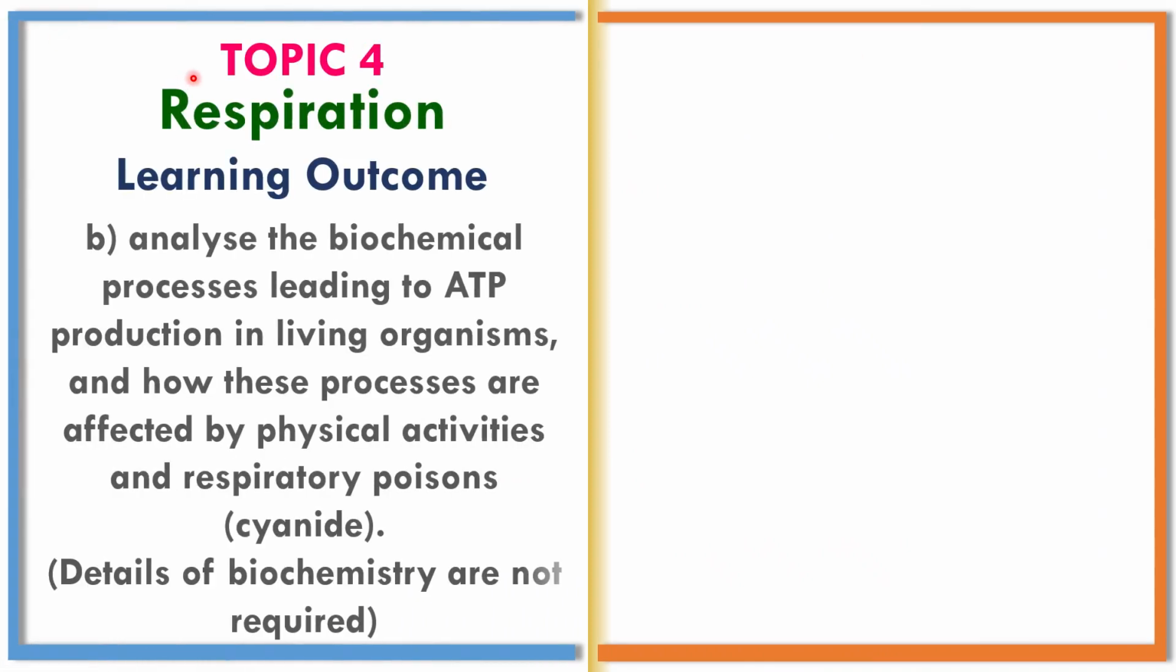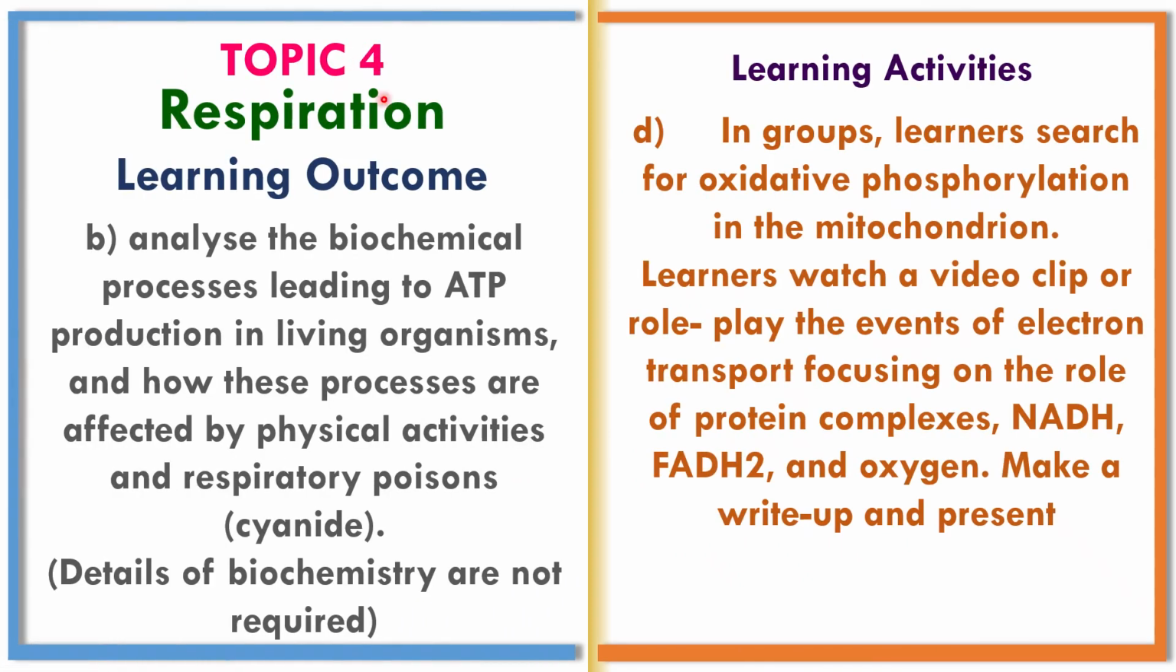Thank you for participating in topic 4 respiration. Learning outcome B. Analyze the biochemical processes leading to ATP production in living organisms and how these processes are affected by physical activities and respiratory poisons like cyanide. Details of biochemistry are not required. We have been looking at learning activity D.